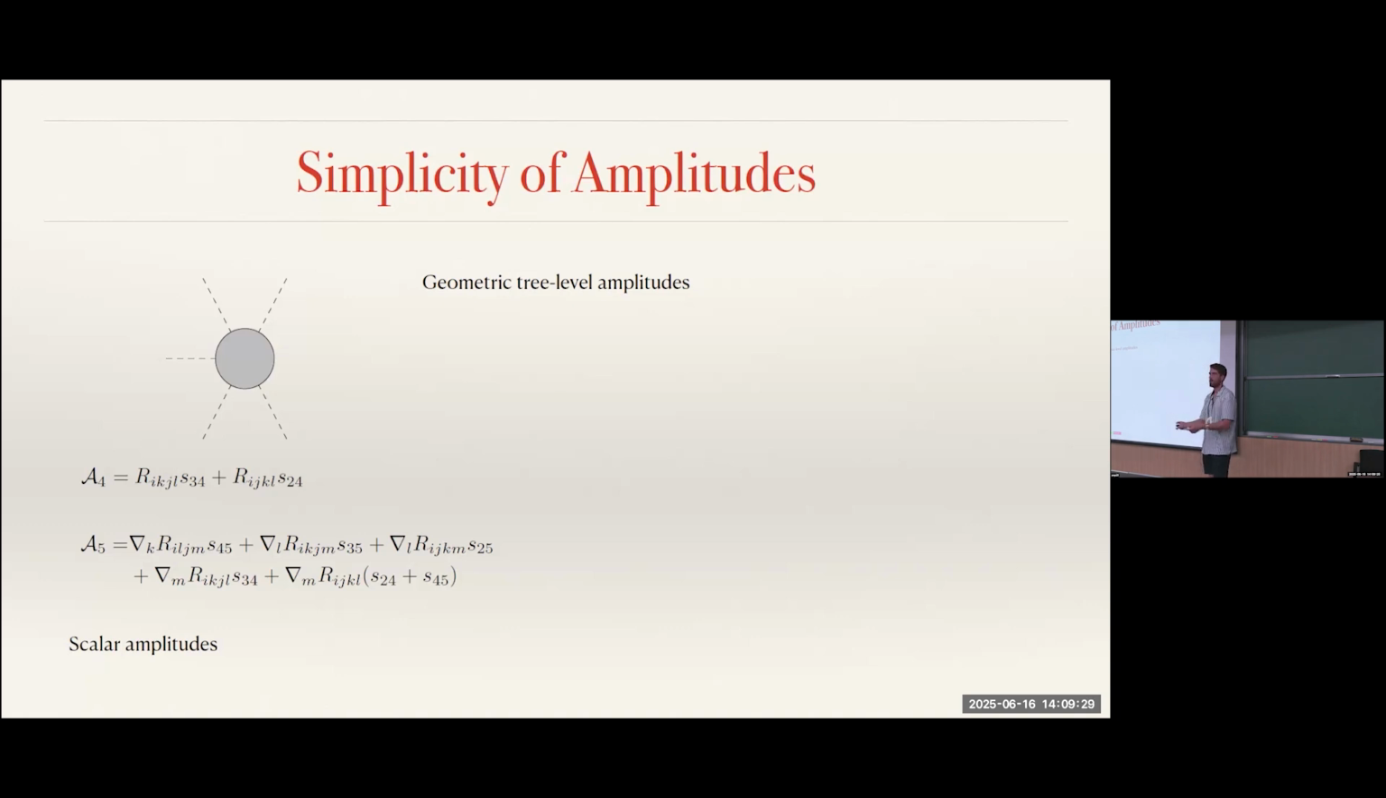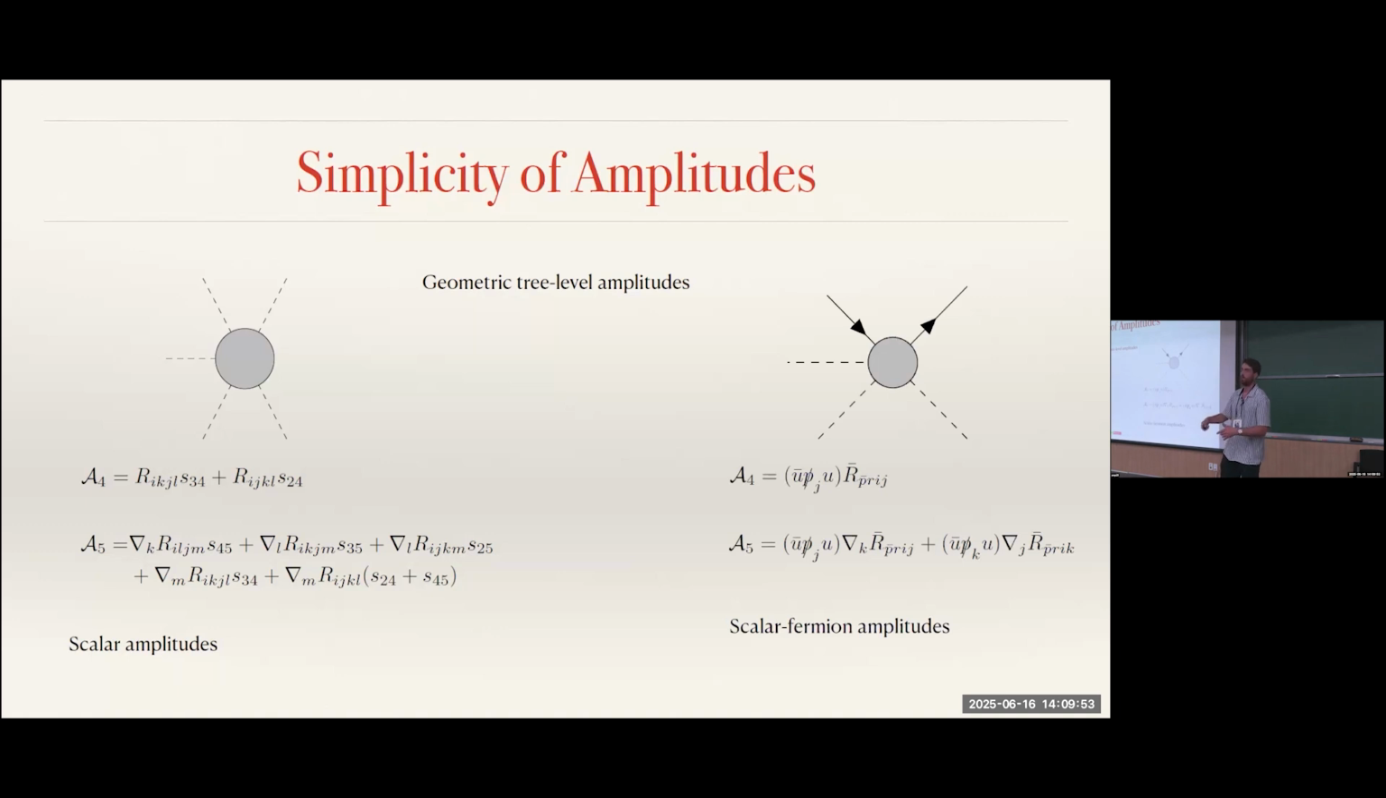And now this is not just an accident at 4 point. This happens to be true at higher points as well. Here I'm showing a 5-point scalar amplitude. They have, again, kinematics and some coefficients. And these coefficients are, again, geometric. There's the covariant derivative of the curvature that shows up.